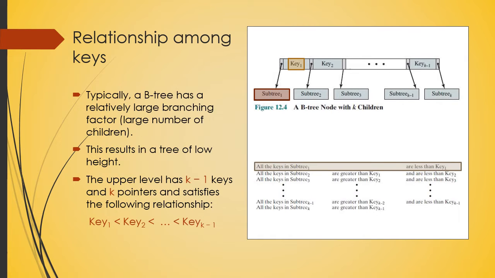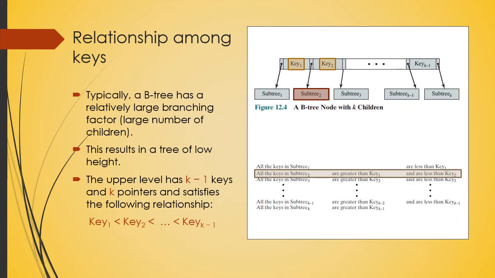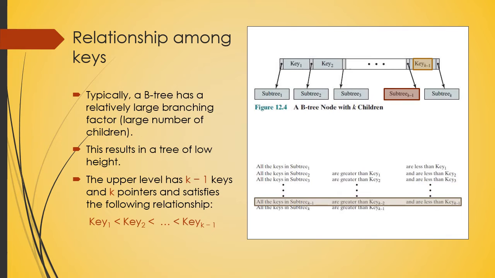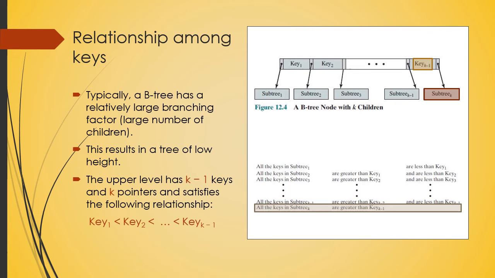If you look at the picture here, all the keys in subtree 1 are less than key 1. All the keys in subtree 2 are greater than key 1 and less than key 2. All the keys in subtree 3 are greater than key 2 and less than key 3. All the keys in subtree k minus 1 are greater than key k minus 2 and less than key k minus 1. And all the keys in subtree k are greater than key k minus 1.